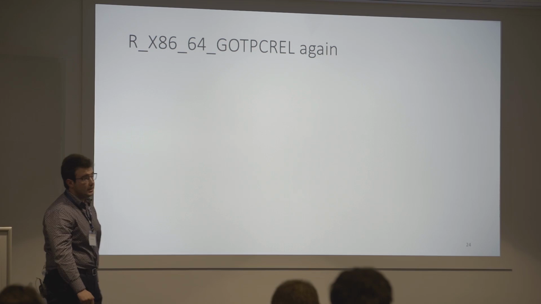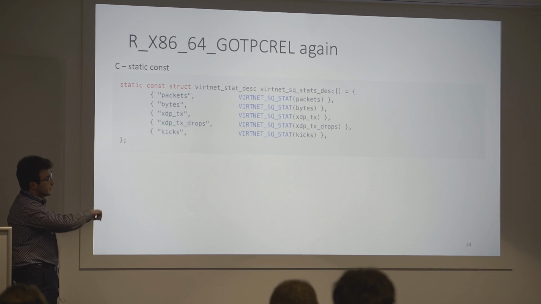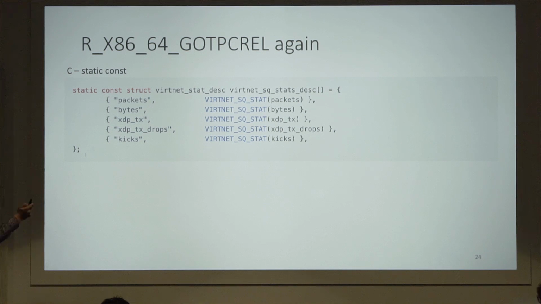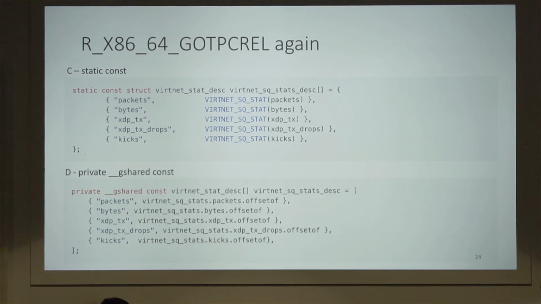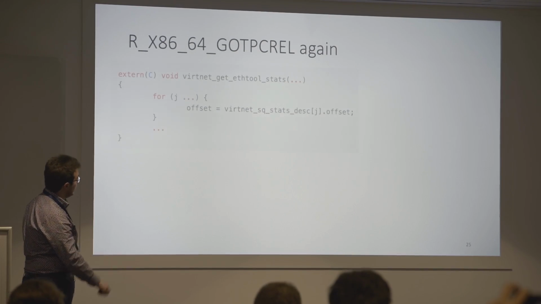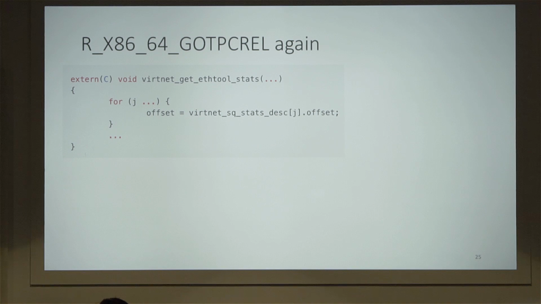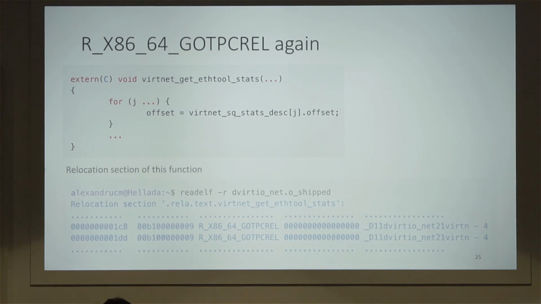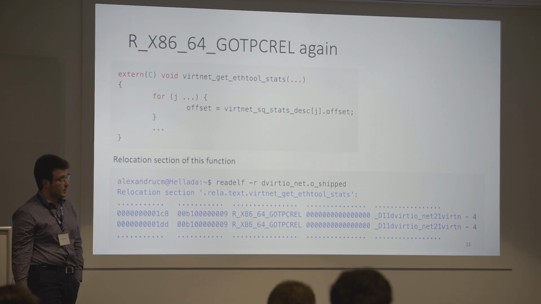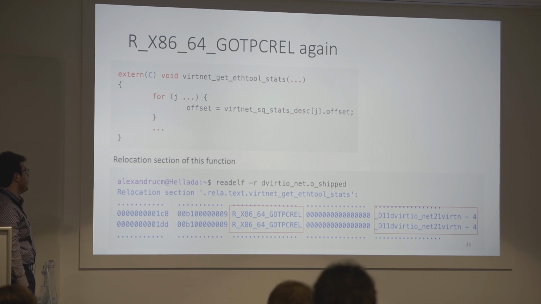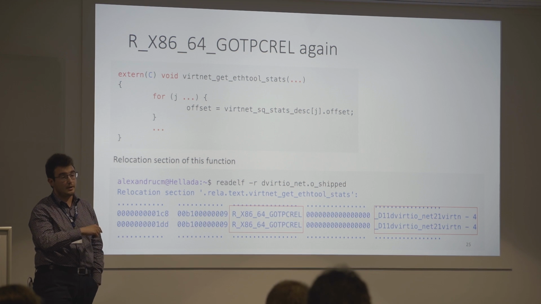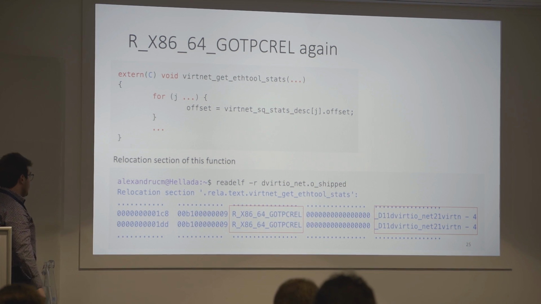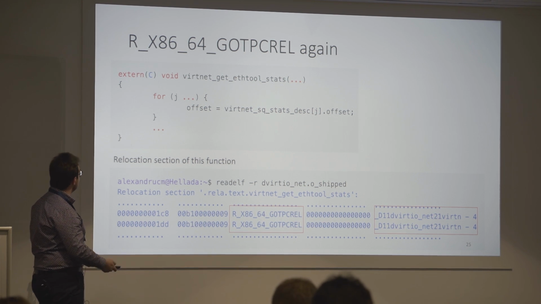This type of relocation hit us again when we ported the first global array. We had this array of structs in C that we ported in D like this. There were many functions that were accessing this array, and one of them looked like this. We inspected the relocation section of this function and discovered that the array access generated once again this type of relocation, and we already knew that the kernel is not able to handle this type. So once again we had to do something to avoid it.